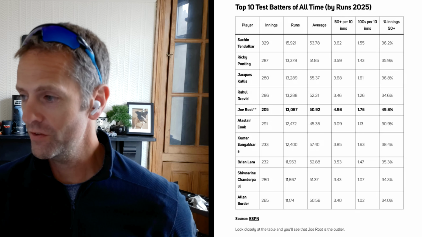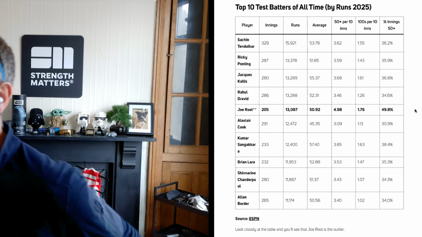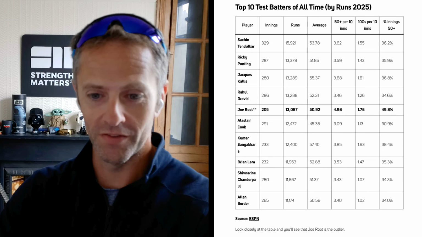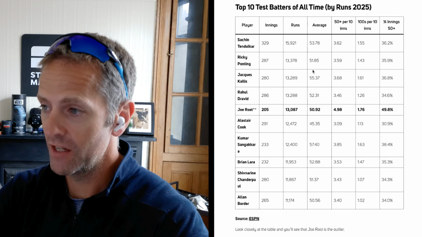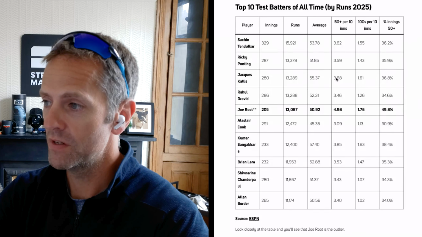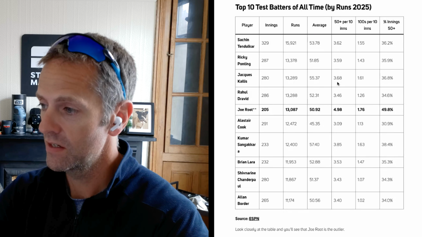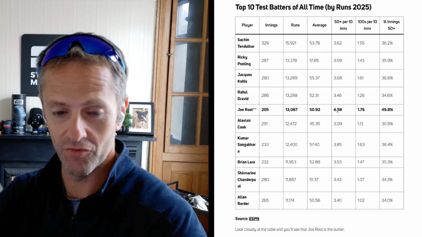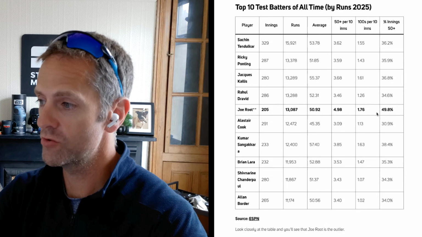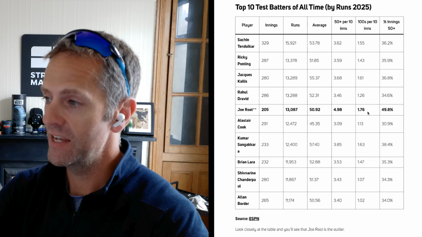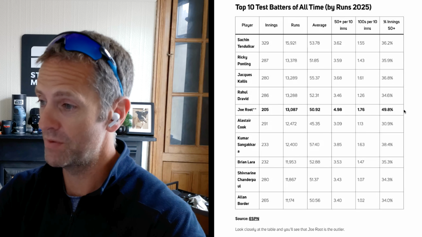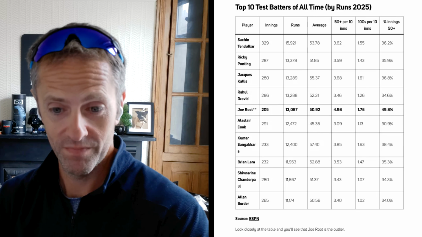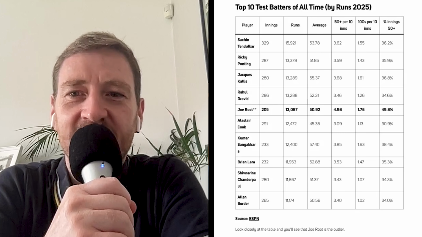Yeah, 49.8. Joe Root is incredible when we look at this. He's still going. He's averaging 50, which is slightly lower than Sachin Tendulkar, but his 50 plus per 10 innings is 4.98 currently. Wow. Right? Hundreds per 10 innings, 1.76. His percentage of innings 50 plus is approximately 49.8%. That is incredible, right? So he pretty much gets a 50 almost every single innings.